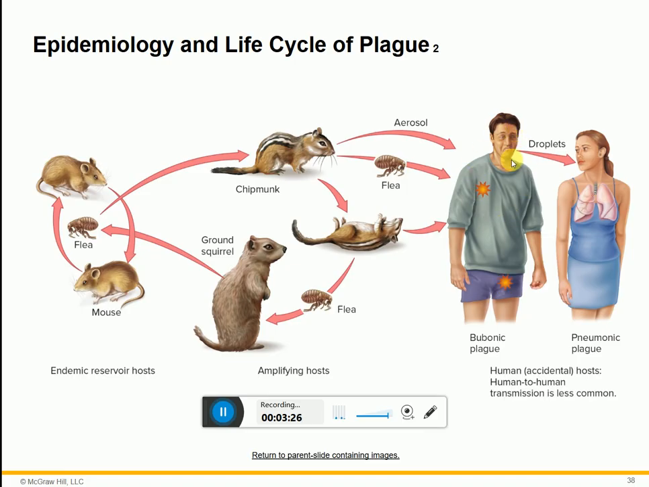This person is now contagious, and through the droplets could affect another person. This person will not get the bubonic plague, though, because there are no lymph nodes. There's no flea bite involved here, but they will have what is known as the pneumonic plague. Now, if a person is bit by a flea, they can have both bubonic and pneumonic plagues.